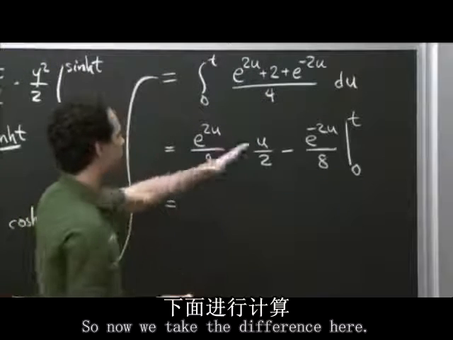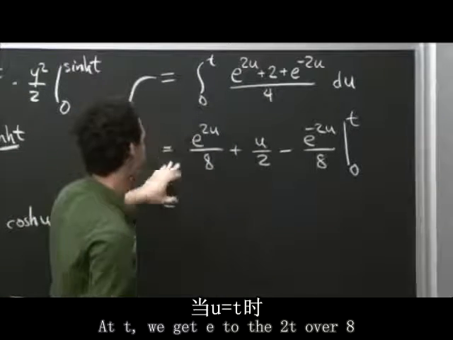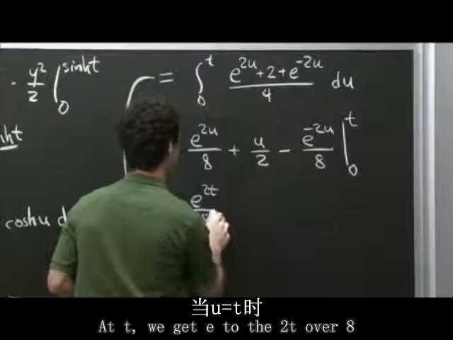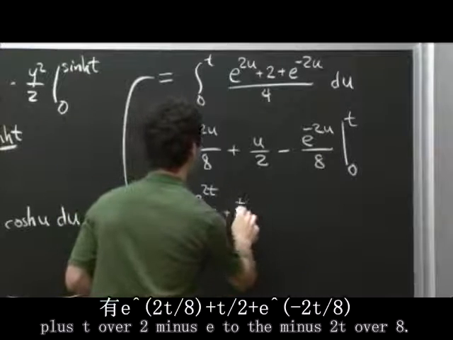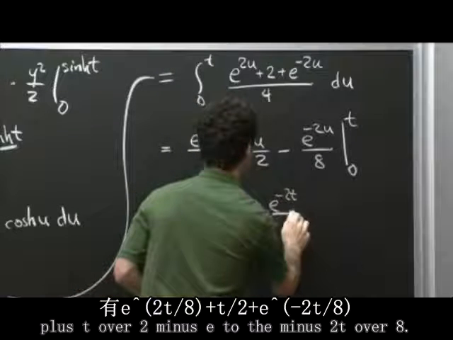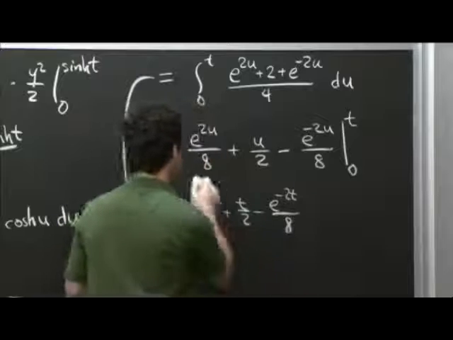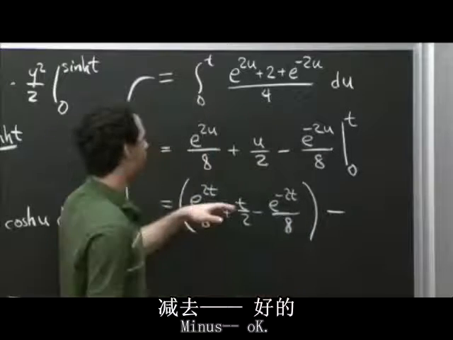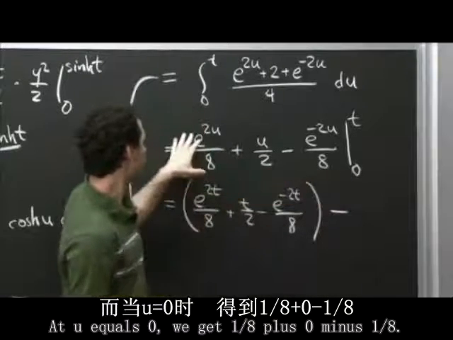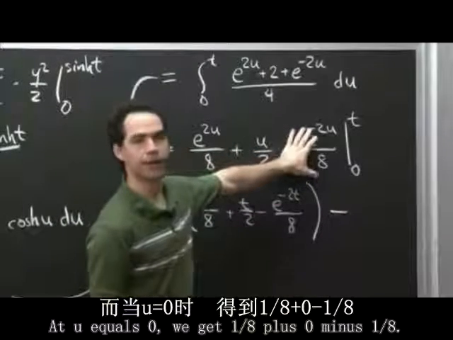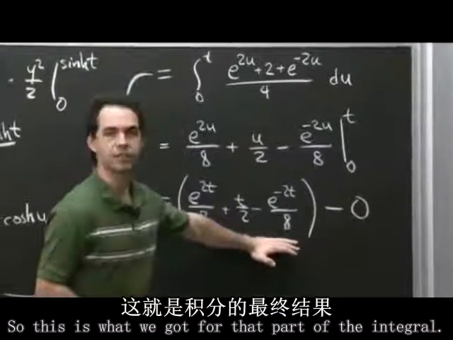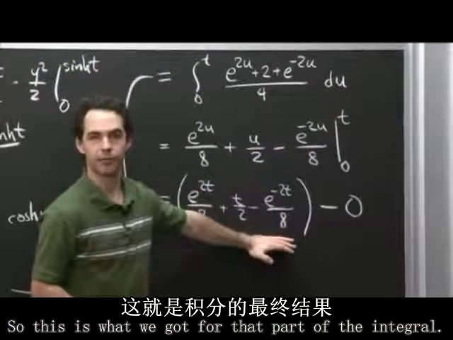Okay, so now we take the difference here. At t, we get e to the 2t over 8 plus t over 2 minus e to the minus 2t over 8, minus, and when u is equal to 0, we get 1/8 plus 0 minus 1/8. So that's just 0. Okay, so this is what we get for that part of the integral.